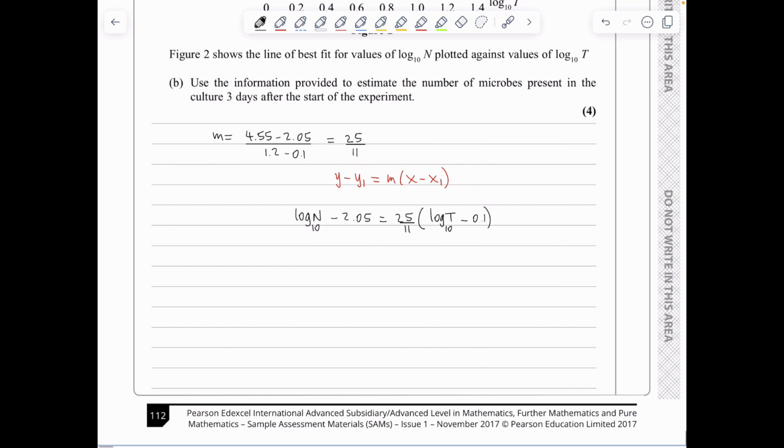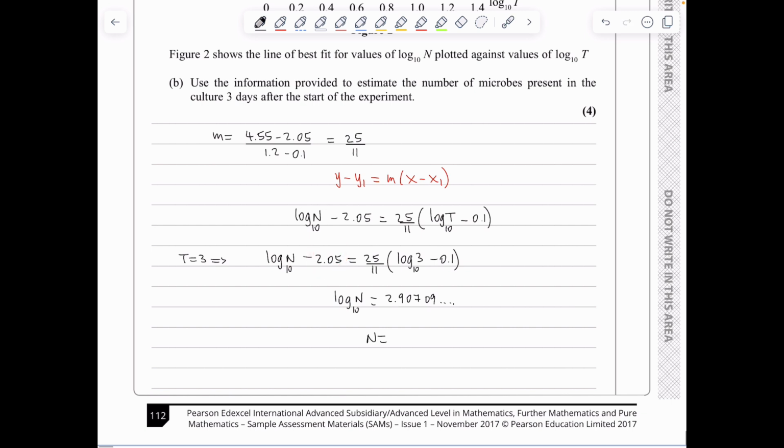So log N base 10 minus 2.05 is equal to 25 over 11, and the x is the log of t base 10 minus the 0.1. Well, we know that we need to estimate the number of microbes 3 days after the start of the experiment, which means that capital T is equal to 3, and therefore we've got log of N base 10 minus 2.05 is 25 over 11, and in brackets log of 3 base 10 minus the 0.1. So this leads to log of N base 10 is equal to 2.90709... If I plug the right hand side on the calculator and add the 2.05 as well.